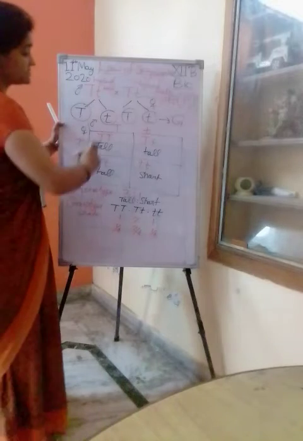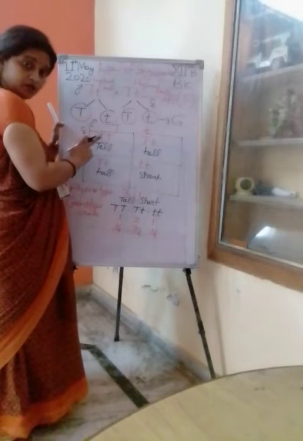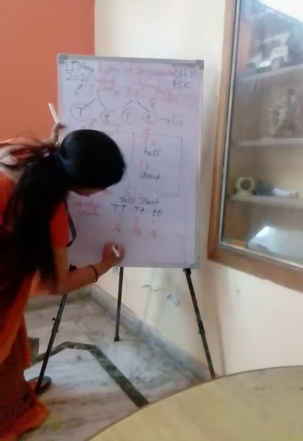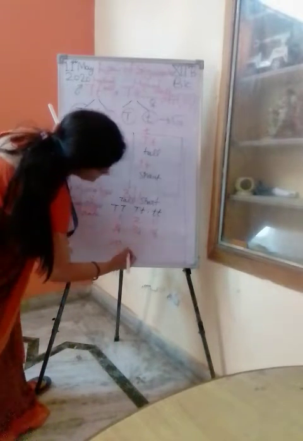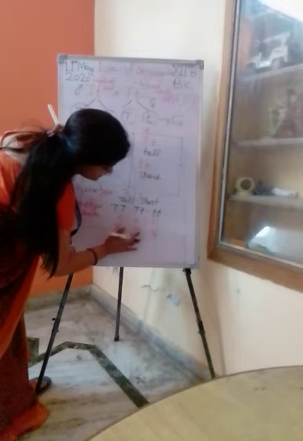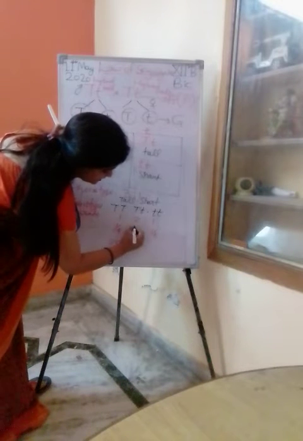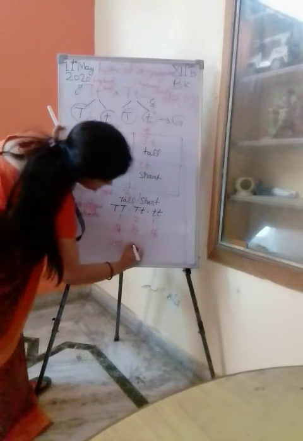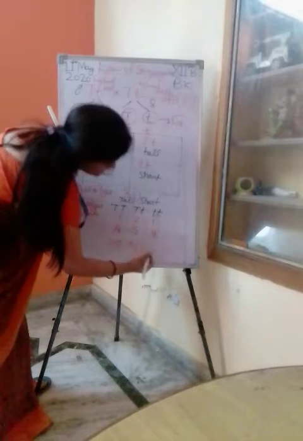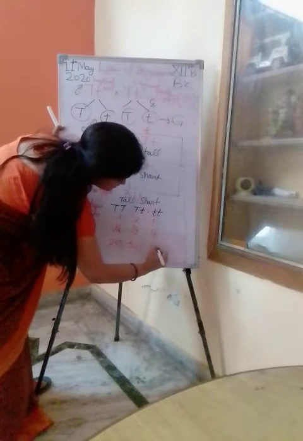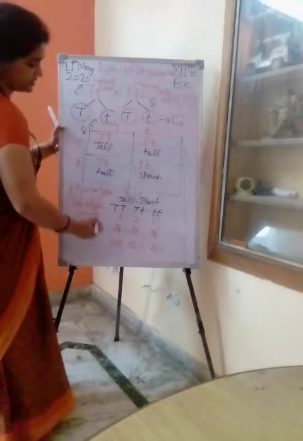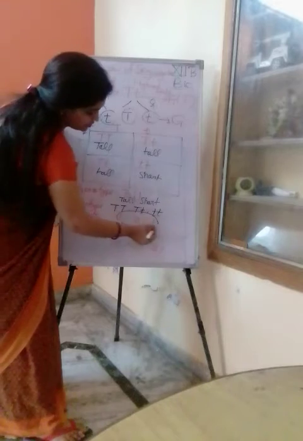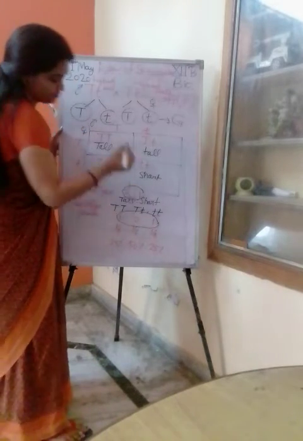So what is the percentage of this allele in this checkerboard? 1/4 means 25%. 2/4 means a half. You can say that 2/4 means a half. Cutting 2/4 down, it means 50%, and small t is 25%. So that ratio of genotype and phenotype is very important.